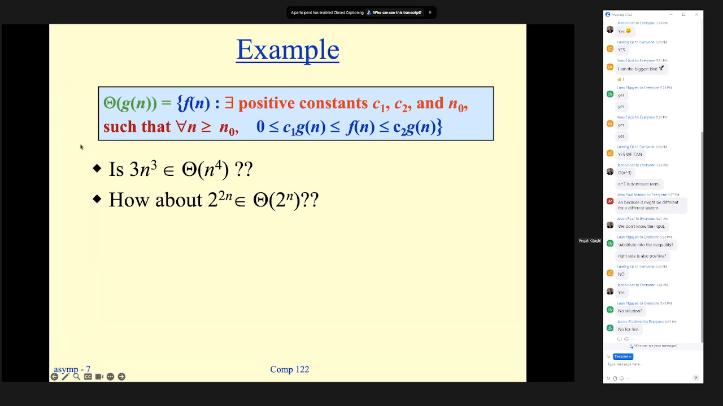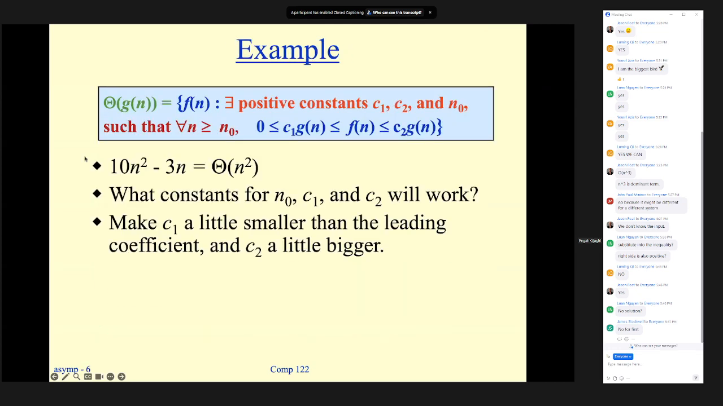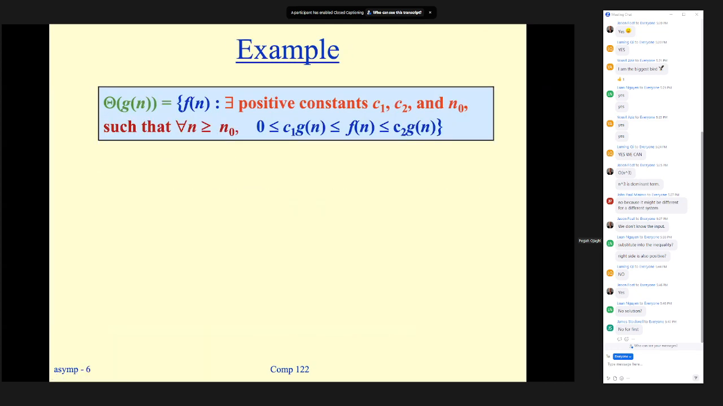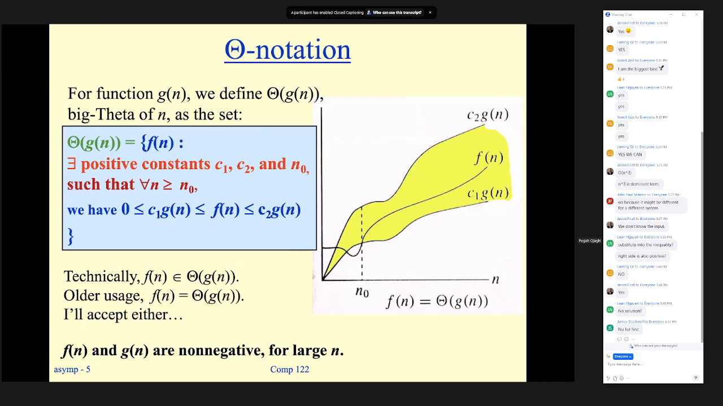So let me give you some hints. Let's go back to the plot. If I want to talk about f of n, it means the growth rate of f of n is going to be similar to this g of n. It means the growth rate of n cubed should be between n to the power of 4. Is this possible?